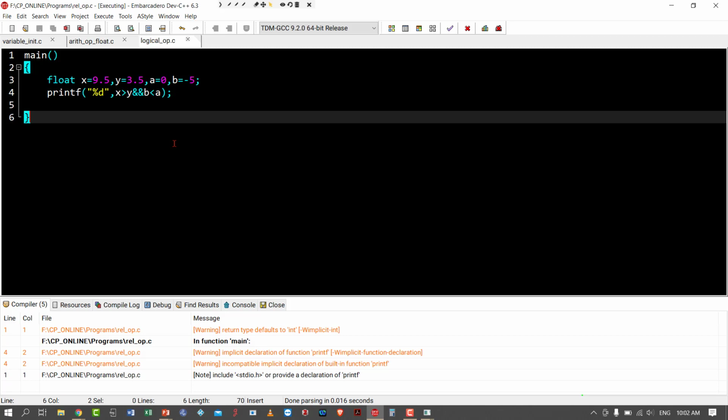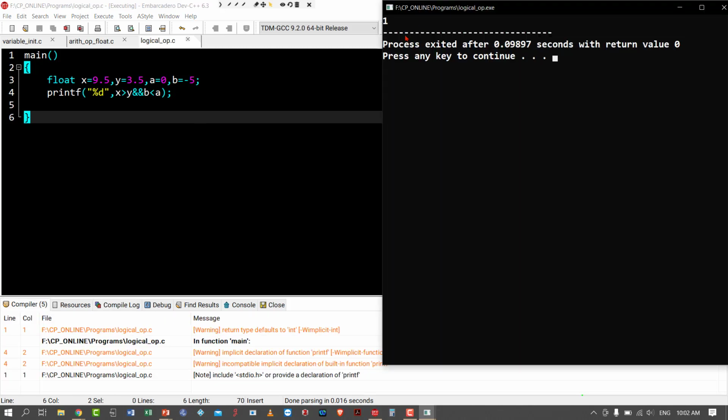Varsha, Shibu, can you predict the output? What about the first condition, x greater than y? Is it true or false? True. What about the second condition? True. So when both are true, or both switches are on, what will be the output? Output 1. So the output is 1. Okay.